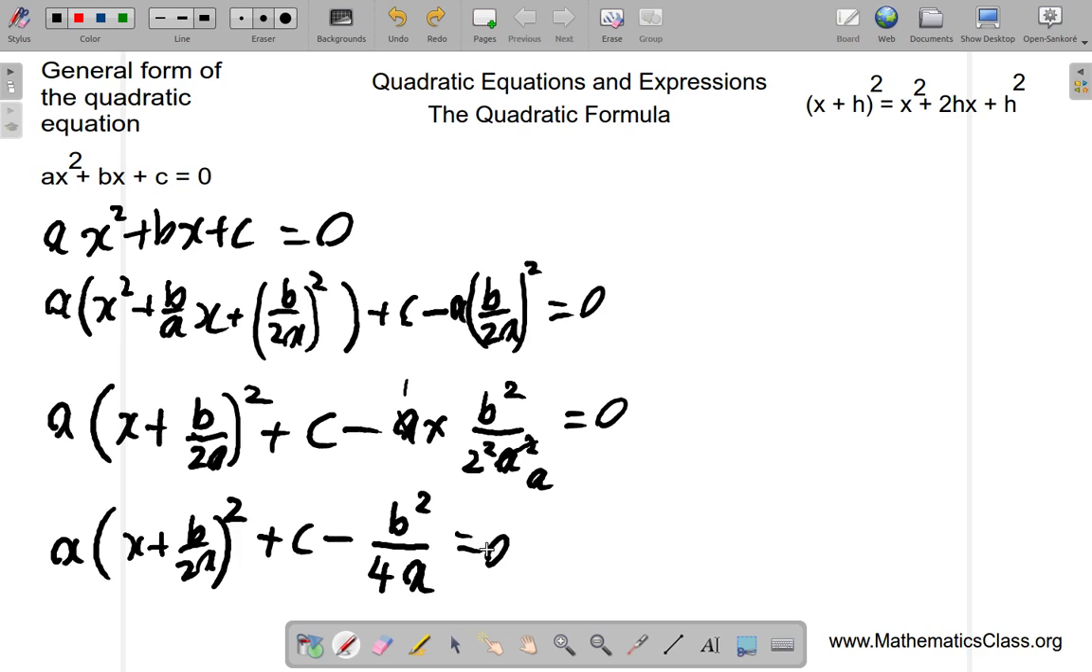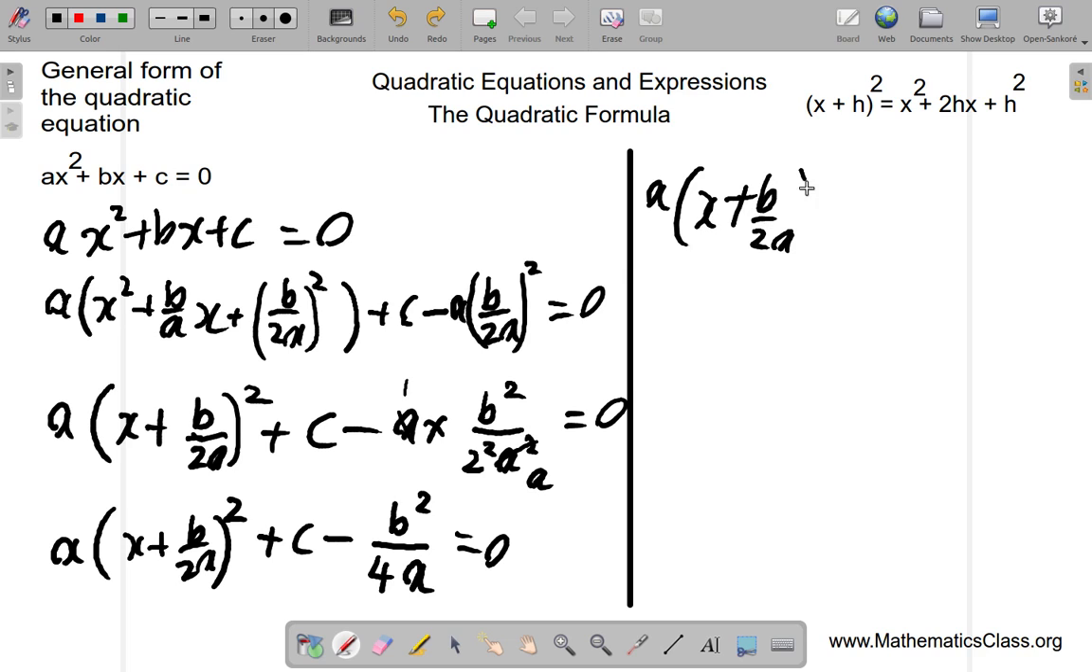You see that? Let's draw a line right here instead of erasing anything yet. We don't want to erase anything yet to make space. Let's continue this over here. So what we have is a times x plus b over 2a all squared plus c minus b squared over 4a equals 0.